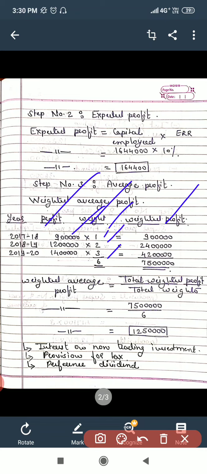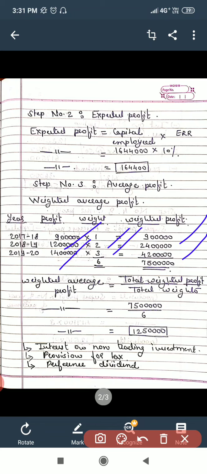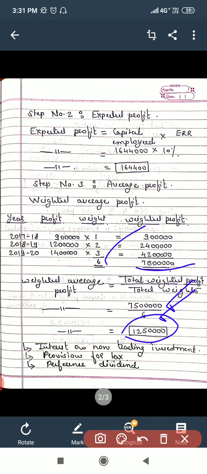So 9 lakhs into 1, you have got 9 lakhs over here. Then 12 lakhs into weight 2, you will get 24 lakhs. Then 14 lakhs into 3, you will get 42 lakhs. So this is how, if you take the total of weighted profit, how much you are getting now? 75 lakhs over here. How will you calculate the weighted average profit? The formula is total weighted profit divided by total weights. So total weighted profit we have 75 lakhs that we have written over here, and the total of weights is 1 plus 2 plus 3, you are getting 6. So I have written it at the denominator. If you solve this, you will get 12,50,000 as your weighted average profit.